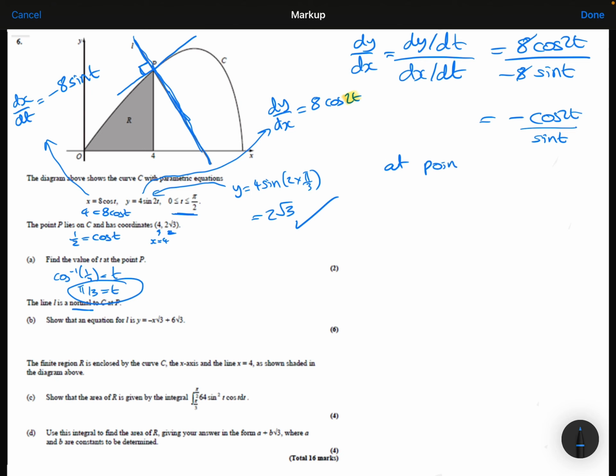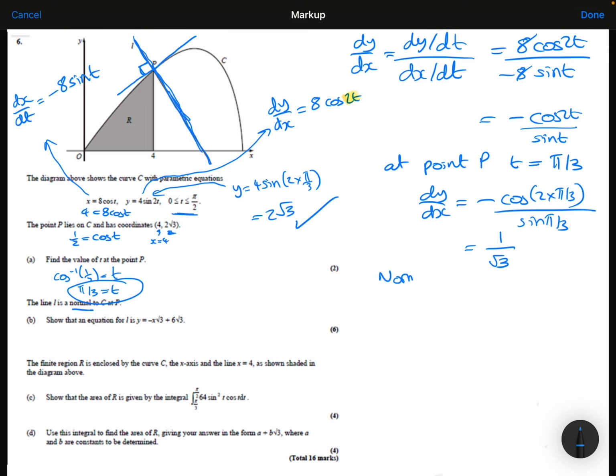At point P, I know that t is pi over 3. We saw that in part A of the question. So therefore, let's substitute that into our gradient function. When we substitute that in, we get 1 over root 3. So therefore, the gradient of the normal is the negative reciprocal of that, which will be minus root 3.